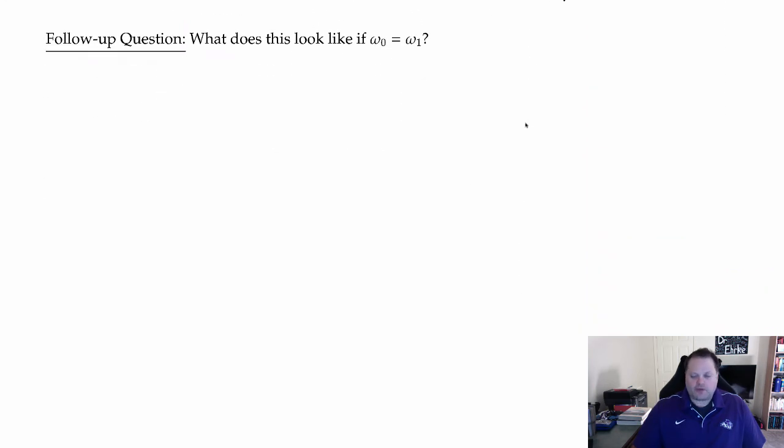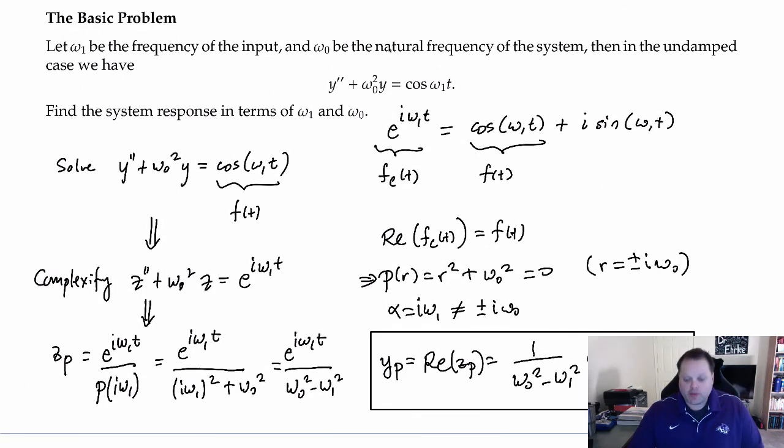However, what does it look like if they're actually equal? Not approaching, but actually equal to each other. And the reason I bring this up as a separate case is because if you look back at the work that we did here, the work that we did here assumed that they were different, because I said that i omega 1 is not the same thing as i omega naught. But if we're in the case where omega 1 equals omega naught, which we are now, then this is the wrong analysis to do for that problem.